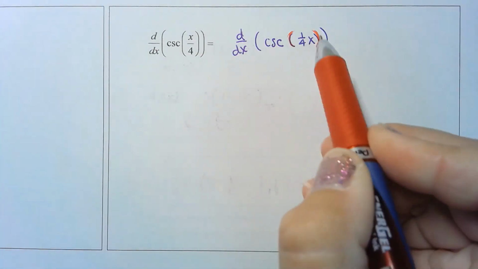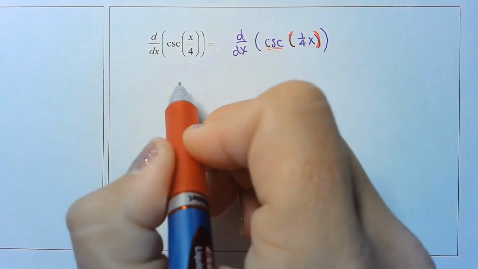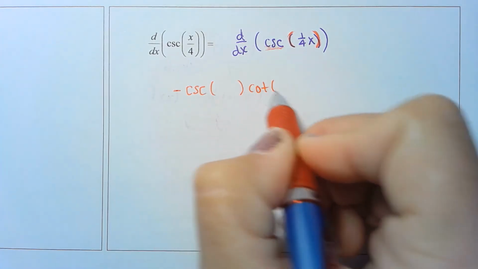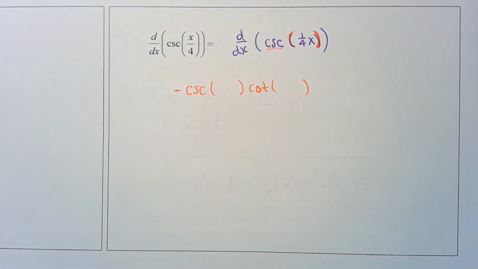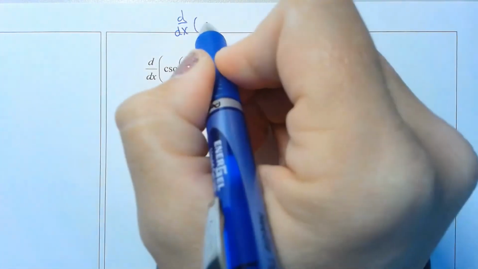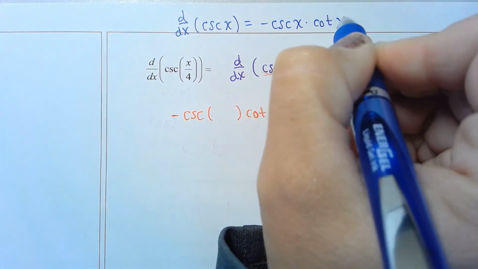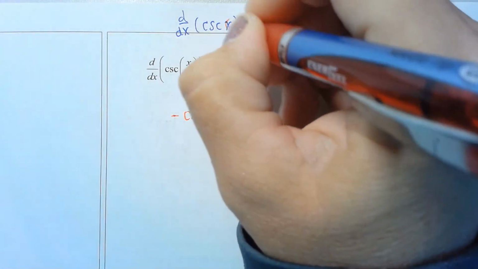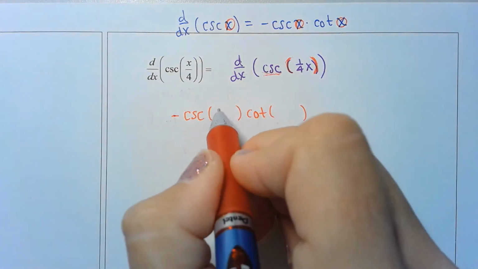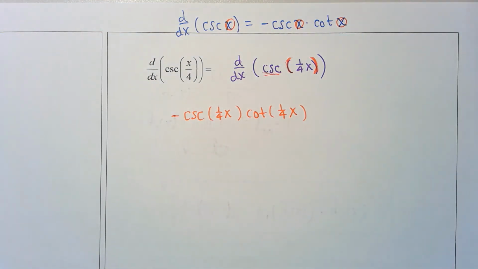Outside, or what we're doing to that parenthesis, is taking the cosecant of it. That's on the outside. The derivative of cosecant is negative cosecant cotangent. Notice I just left some blanks there. I'm going to actually come up here and just remind us. The derivative of cosecant x was negative cosecant x times cotangent x. So wherever I had an x, they had an x. So wherever I had a 1/4 x, I'm going to put in a 1/4 x, or x over 4. That's absolutely your call.